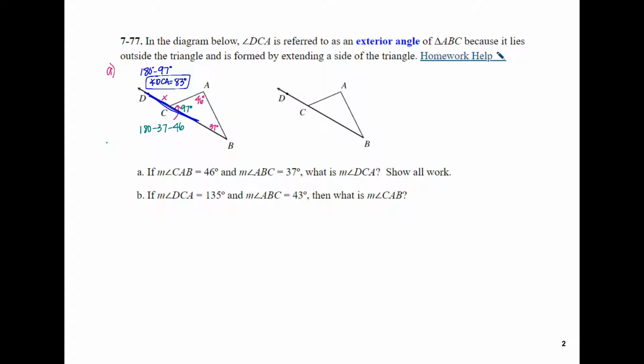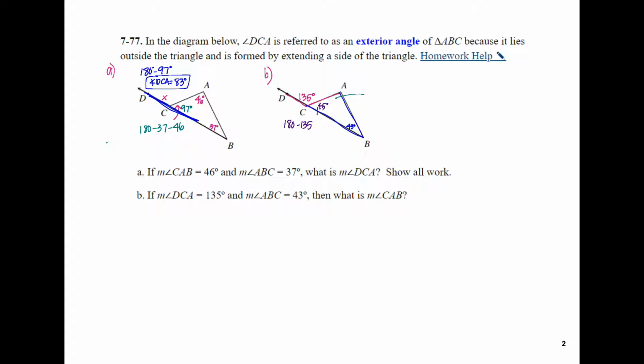Looking at problem B, we want to first label our diagram with the information they gave us. They said the measure of angle DCA is 135 degrees, so DCA equals 135 degrees. ABC is equal to 43 degrees. What is angle CAB? So the first thing that we need to find is angle ACB, which is 180 minus 135, gives us an angle measurement of 45 degrees.